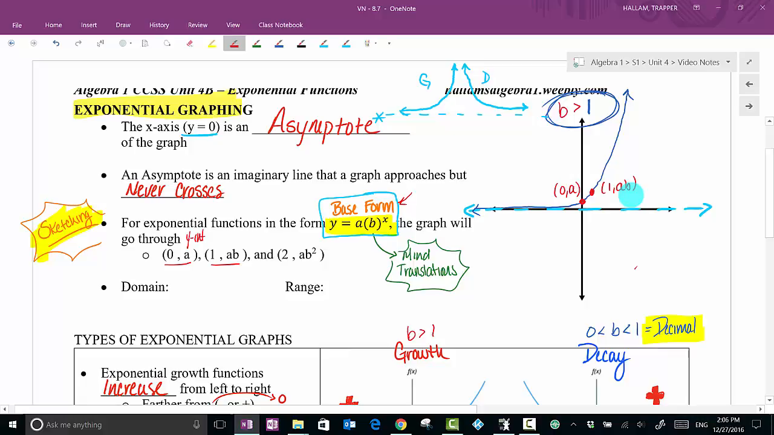And to finish it off, we'll do the next point, which would be 2 and A times B squared.